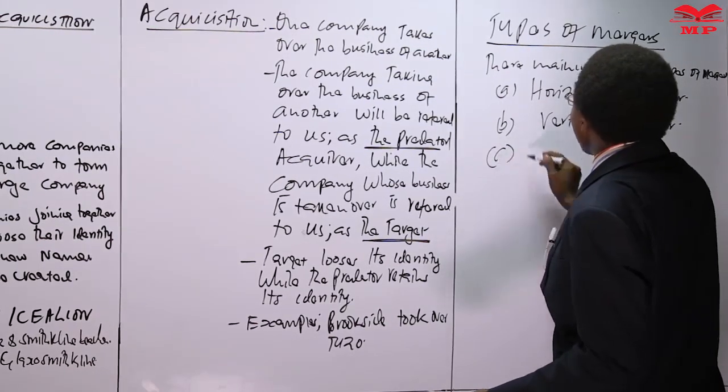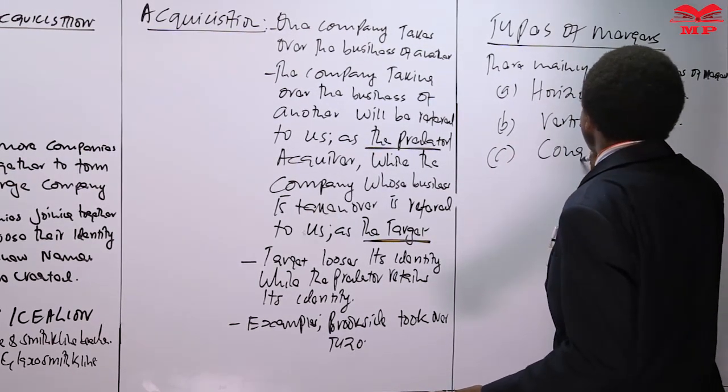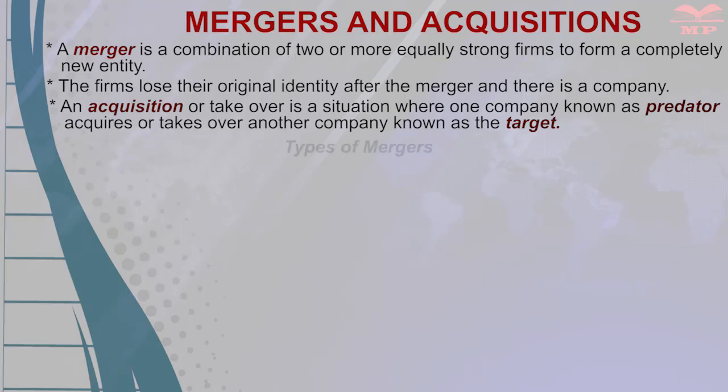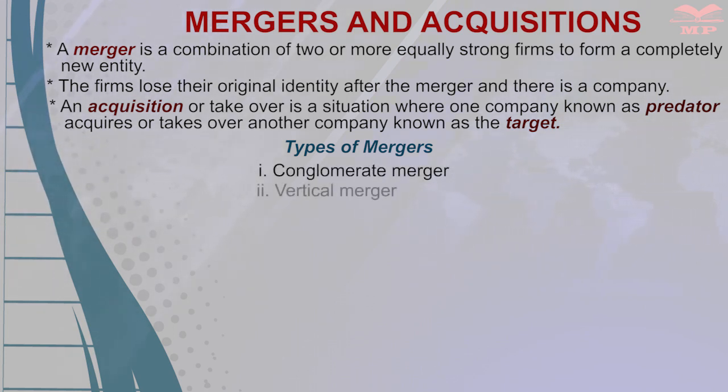We have the conglomerate merger. These are the main types of mergers. We have the three main types of mergers, and as we have seen, we have the conglomerate merger, the vertical merger, and the horizontal merger.